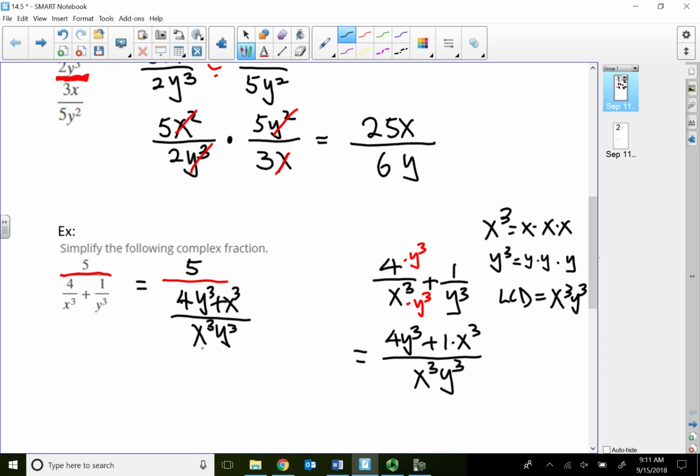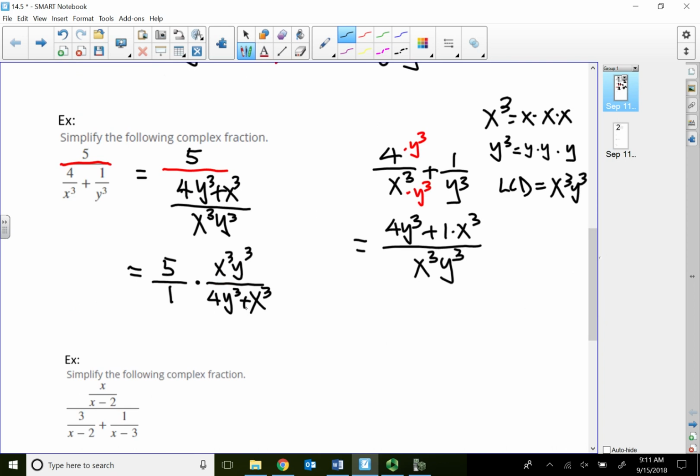Now let's take the 5 divided by the denominator. Division of a fraction means times the reciprocal, so my denominator here will flip, giving me x to the third y to the third over 4y to the third plus x to the third. Since there's nothing to factor out in 4y to the third plus x to the third to reduce with anything up here, we can just multiply side by side. That's 5x to the third y to the third over 4y to the third plus x to the third. That would be my answer.